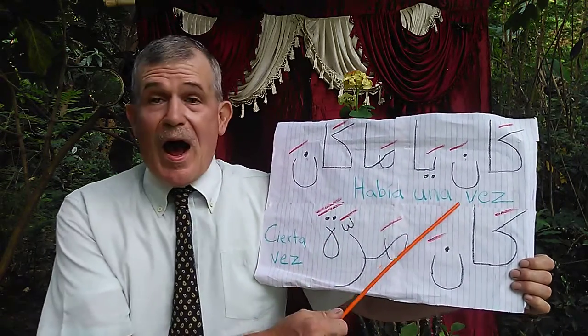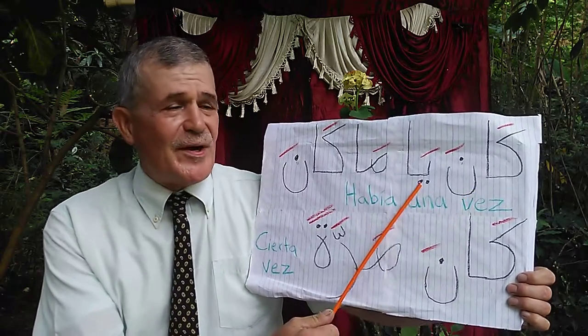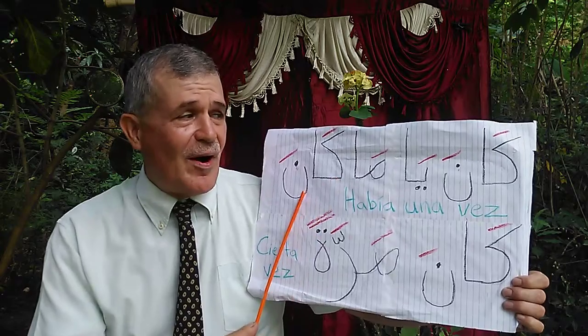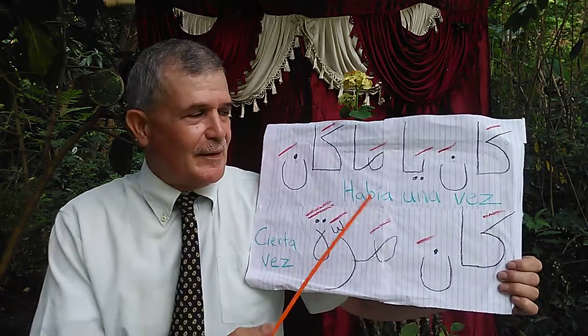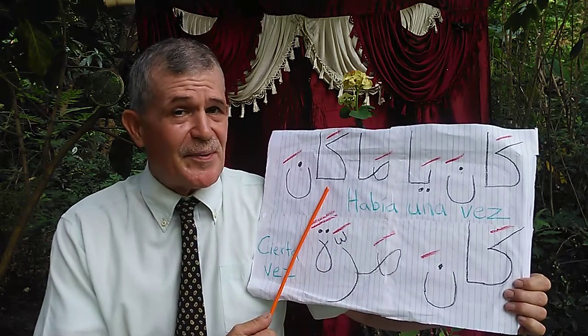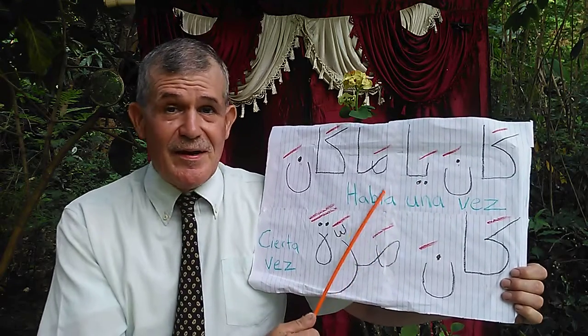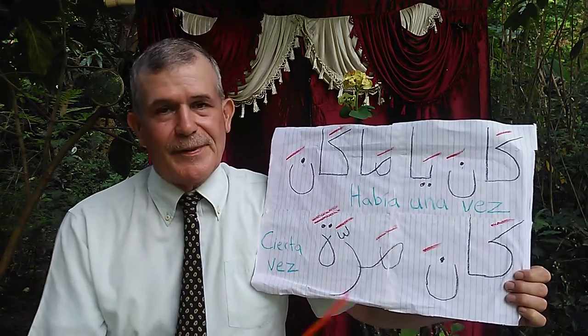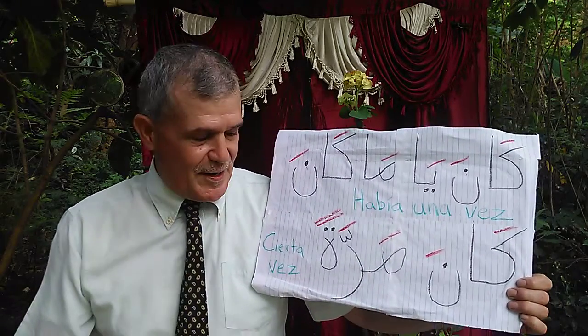But I remembered it because I translated it in my head as, it was, hey, what it was. And I thought that was cool. But this would be probably better translated as a negating particle in front of a conjugated past tense verb. So it would be better translated, it was, hey, it wasn't. But it's not literal. It's idiomatic. Kana ya makan. Once upon a time.